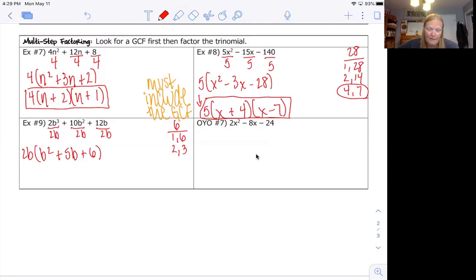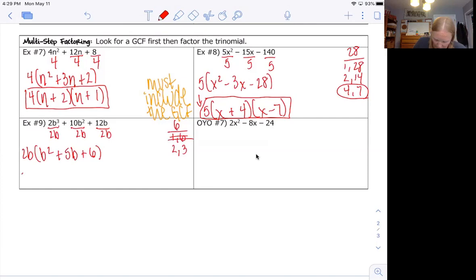1 and 6 can only work if the signs are different. 2 and 3 can only work if the signs are the same. So I have to look at what the signs should be in my problem. This C term is positive, which means the signs have to be the same, which means I add them together, and 6 plus 1 makes 7, so I can't use that one. This is one of the tricky ones that people miss a lot. I've got to use 2 and 3.